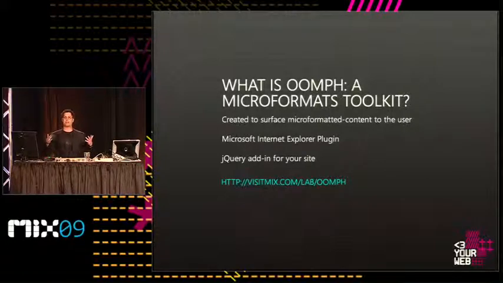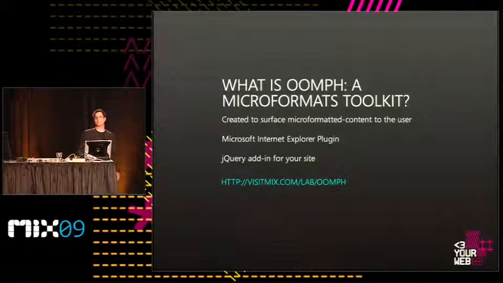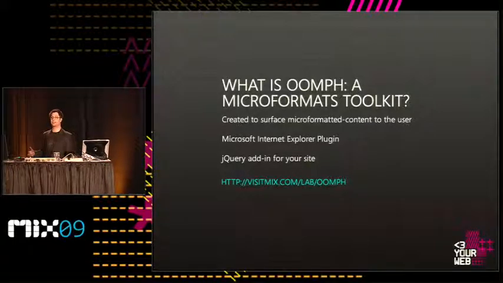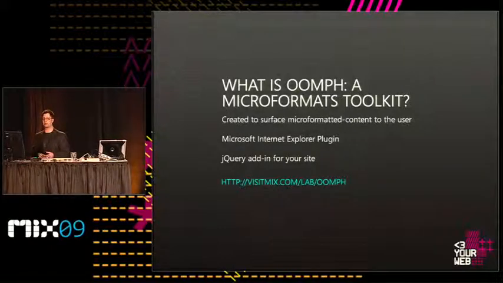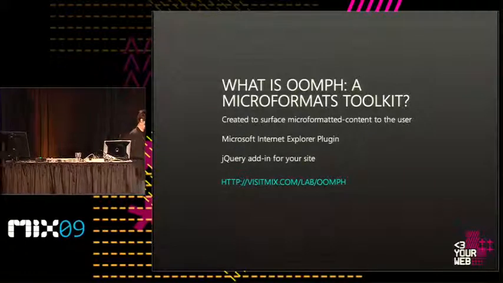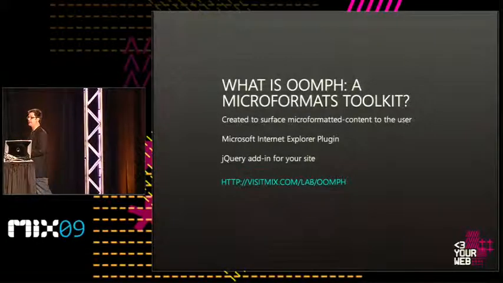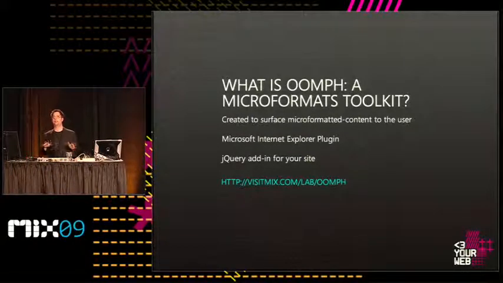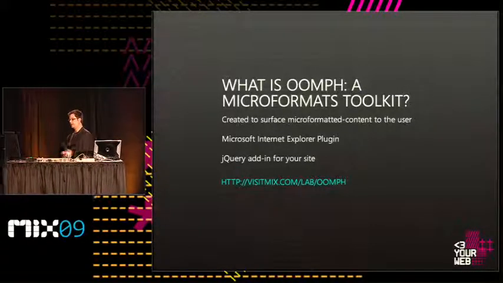We wanted to actually try to surface that information to the user in a much more friendly way. It's great that you have contact information inside the page, let's say, but if you have to go and search for it, that's not necessarily so user-friendly. So what we did is a couple of developers and myself took it on ourselves to create Oomph, a microformat toolkit. And we took basically a three-pronged approach. We created an add-in for Internet Explorer.